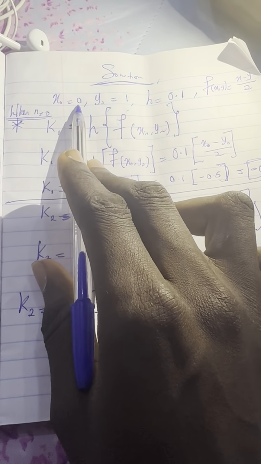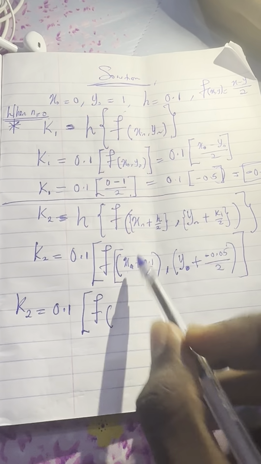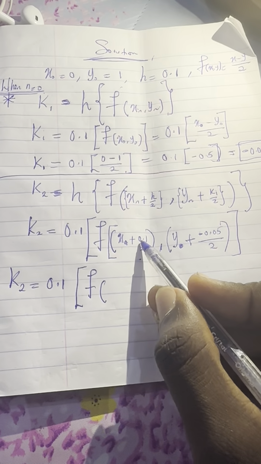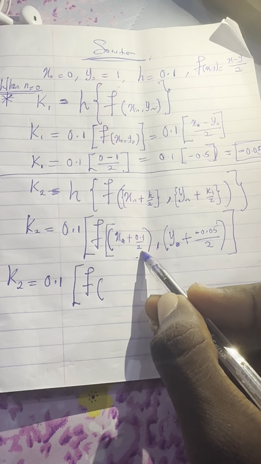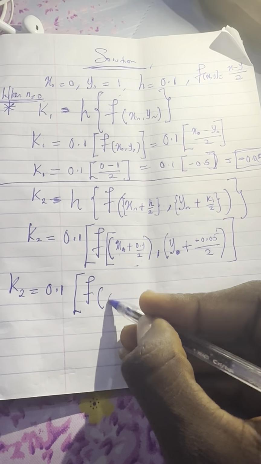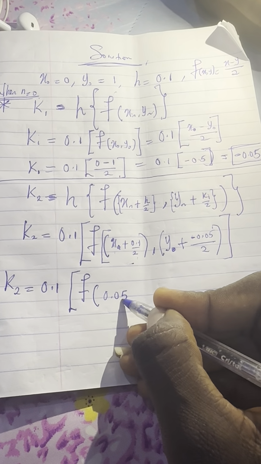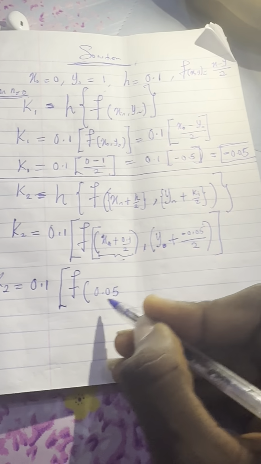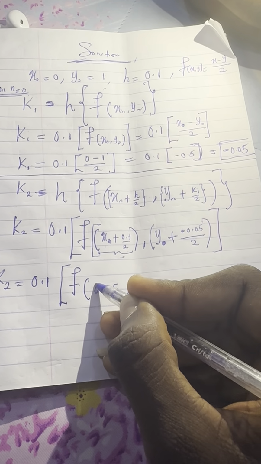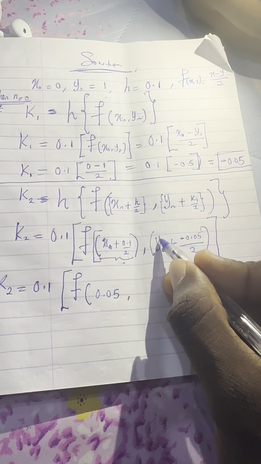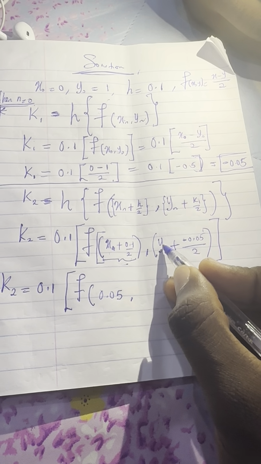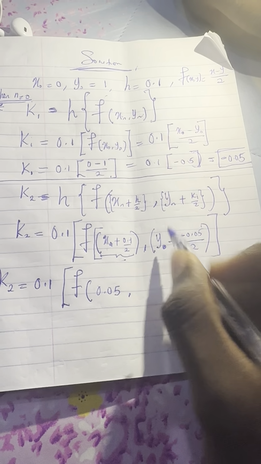My x naught here is 0, so I will just have 0.1 divided by 2. And 0.1 divided by 2 will be 0.05. Let me show you on the graph. This one is already 0.05, comma. You get my point. This one is now y naught, right? That's 1. Y naught is 1 now.